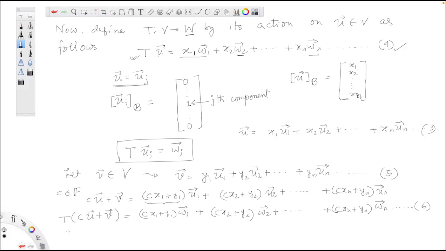And on the other hand, we find c times t of u. t of u is a vector in the vector space W, defined this way, and I scalar multiply c with that vector in W, because W is a vector space over F as well, and add that to the vector t of v in the vector space W.